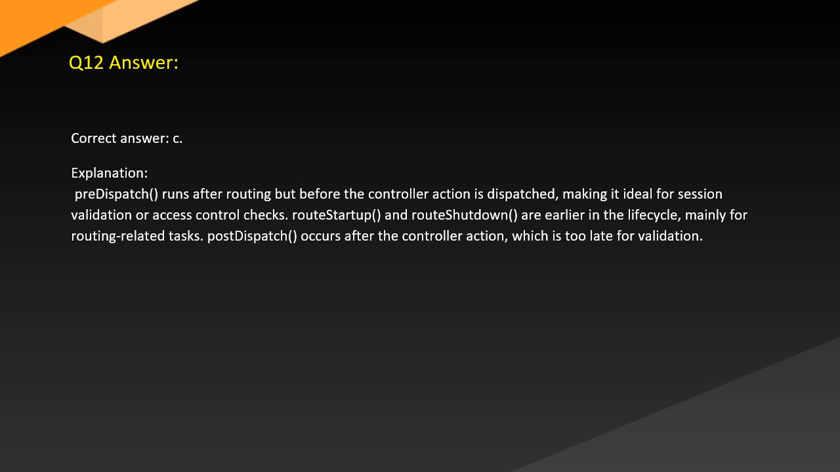Answer. Correct answer: C. Explanation. Pre-dispatch runs after routing but before the controller action is dispatched, making it ideal for session validation or access control checks. Router startup and router shutdown are earlier in the life cycle, mainly for routing-related tasks. Post-dispatch occurs after the controller action, which is too late for validation.